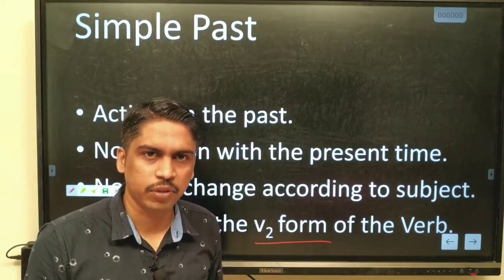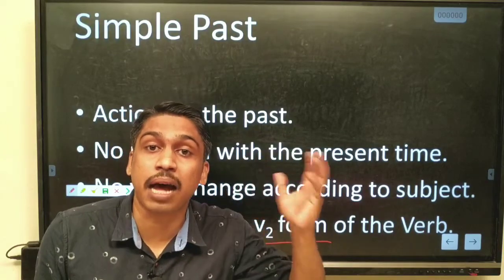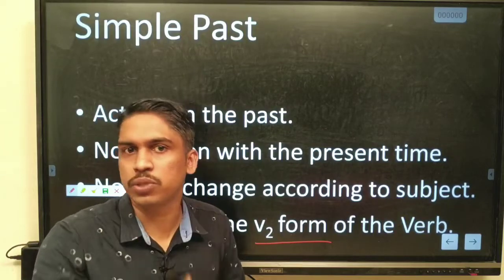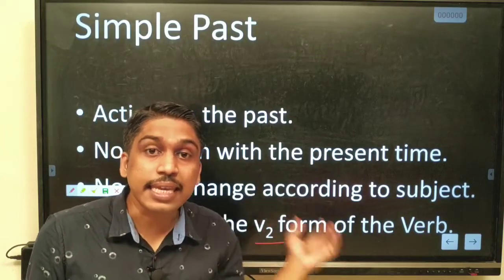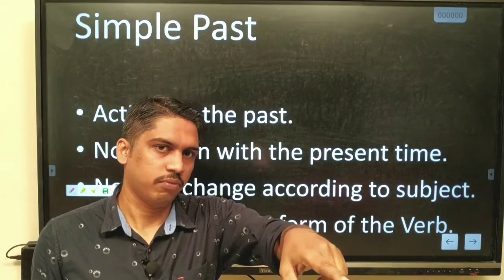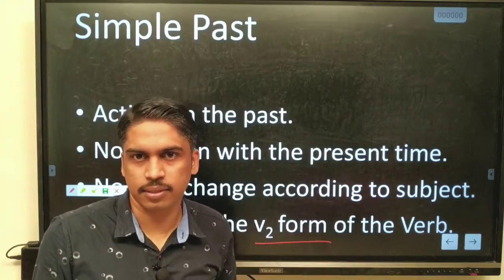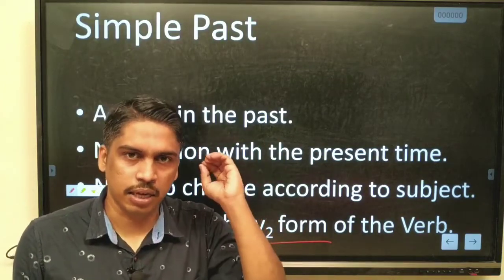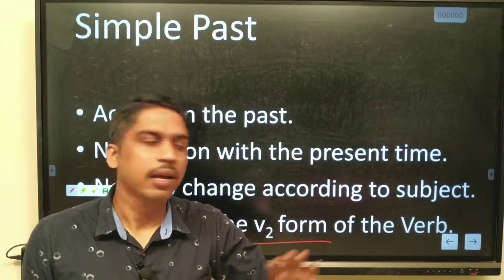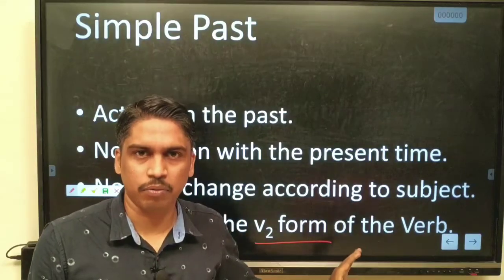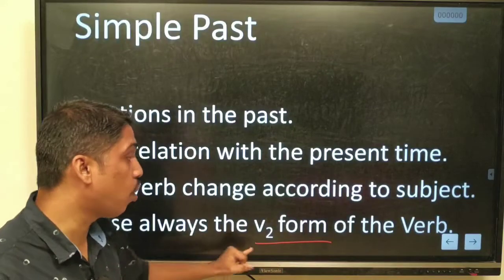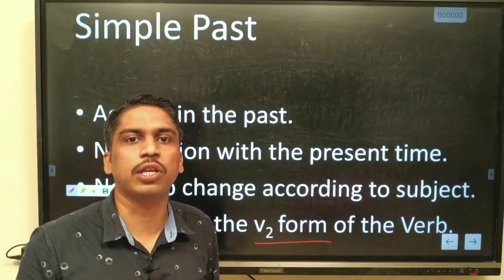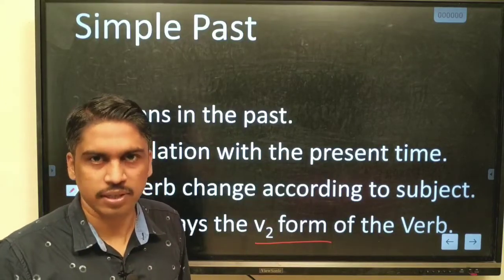That is a speciality. But in simple present tense and in some other tenses, we can see that the verbs will change according to subject. I am going, he is going, they are going. We have seen that in many classes. But here, in every sentence, whether the subjects are singular or plural, the verbs remain the same. What will be the verb? Yes, it will always be the V2 form of a verb. That is actually used in a simple past tense.